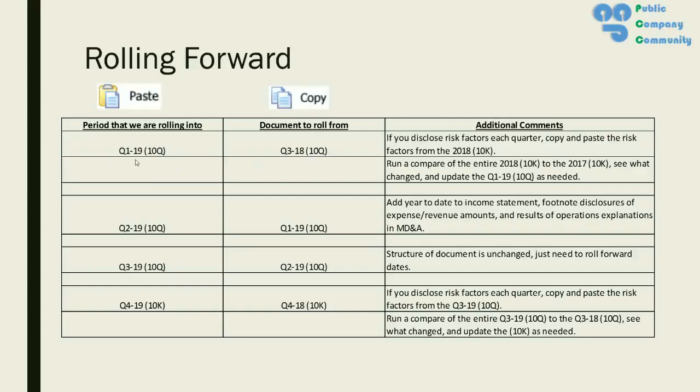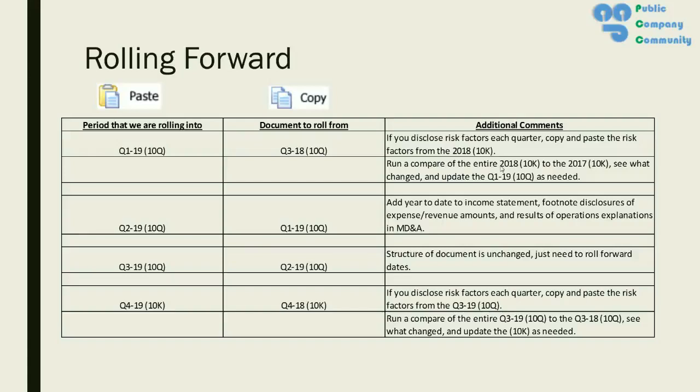So the risk factors, what I'll do is I'll take the 10K risk factors, copy and paste them right into the Q1 19 risk factors, right over top of what was in there. Next, I like to run a compare of the 2018 10K and the 2017 10K. This is going to show everything that's changed in the document from the last 365 days as of the date that we filed the most recent 10K.